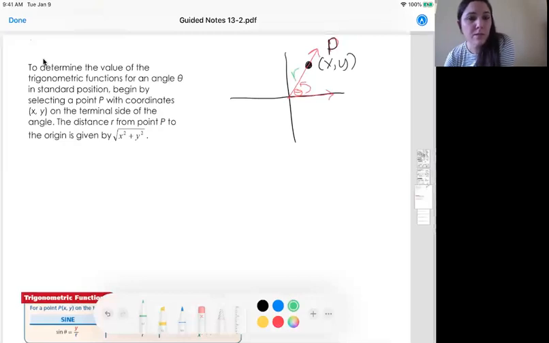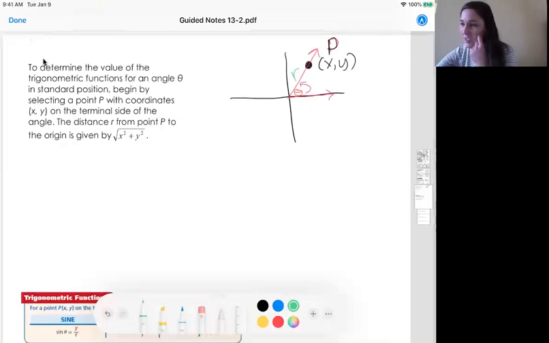The distance is given by the square root of x squared plus y squared. This actually comes from the Pythagorean theorem. Remember, we're trying to find the trig functions, and our way of solving those is by using a right triangle and all of our different side lengths. So I am going to create a triangle.